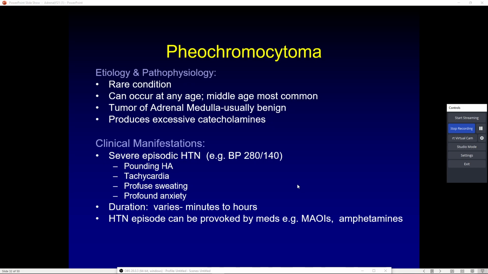Clinical manifestations: severe hypertension. Absolutely wild hypertension. So what's happening here, by the way, if you haven't figured it out yet, is excess production of epi and norepi. You are in a constant state of activation and excitation. Like the sympathetic nervous system is active, cranked up to 1,000. Pounding, throbbing headache because of the vascular constriction occurring in the brain, tachycardia, sweating, anxiety, fluttering in the chest, difficulty breathing. It can last minutes to hours.